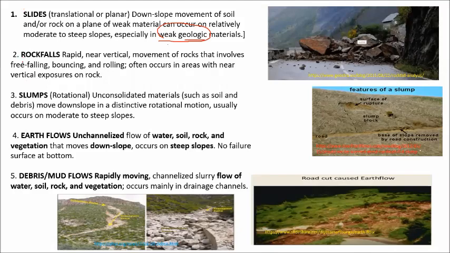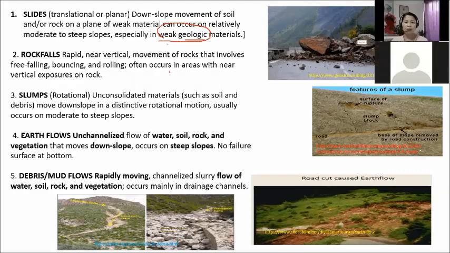And then we have rock falls. This is rapid near vertical movement of rocks that involves free falling. Ito yung example, no? Bouncing and rolling. Often occurs in areas with near vertical exposures of rock. So take note of that: rapid near vertical movement of rock that involves free falling. So again, near vertical exposures on rocks.